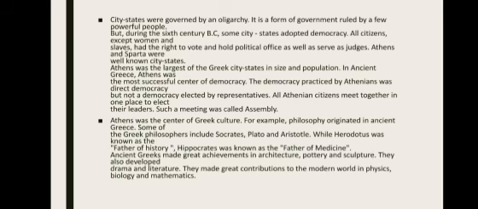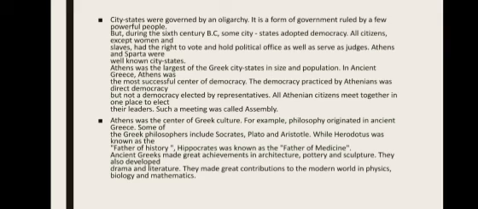City-states were governed by an oligarchy. It is a form of government ruled by a few powerful people. But during the 6th century BC, some city-states adopted democracy. All citizens except women and slaves had the right to vote and hold political office as well as serve as judges. Athens and Sparta were well-known city-states.